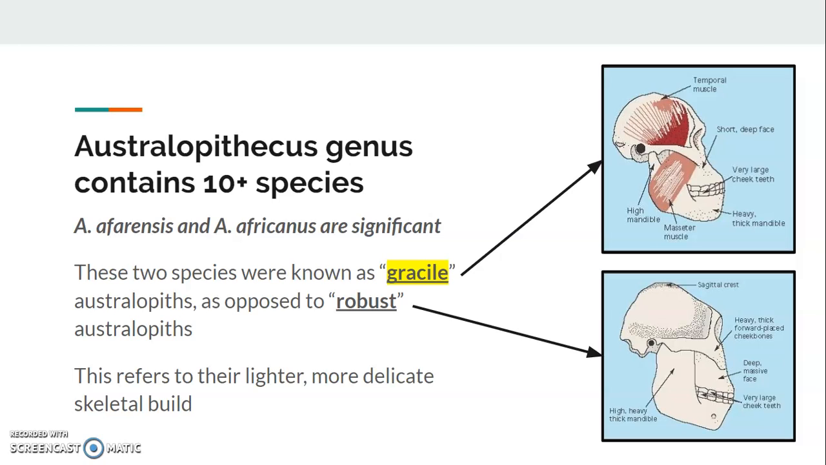Australopithecus genus contains around 10 species. So we learnt about Afarensis and, what's the other one? Africanus. But there are so many more. So these species were known as gracile australopiths. And we're going to talk a little bit about robust australopiths in a second. Not essential to understand, but remember I did talk about how Paranthropus genus was sometimes considered australopith as well.